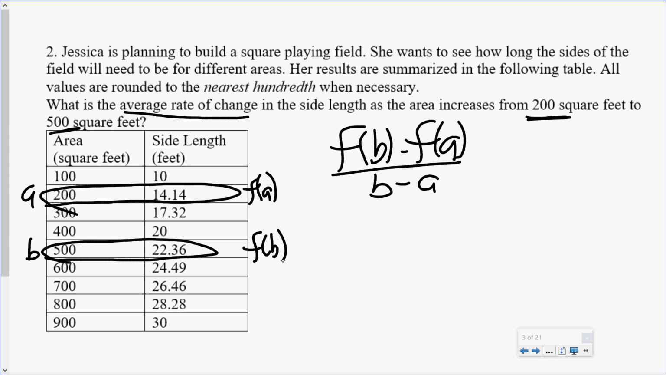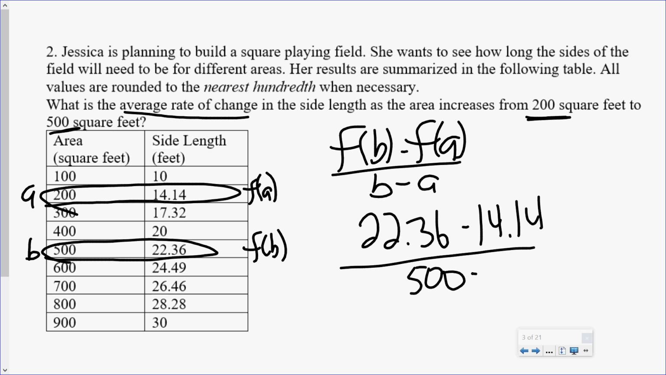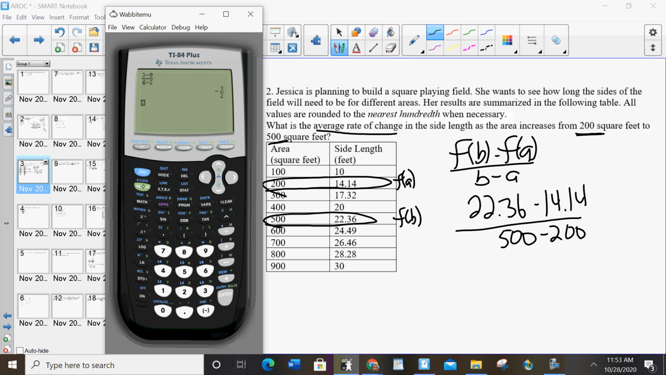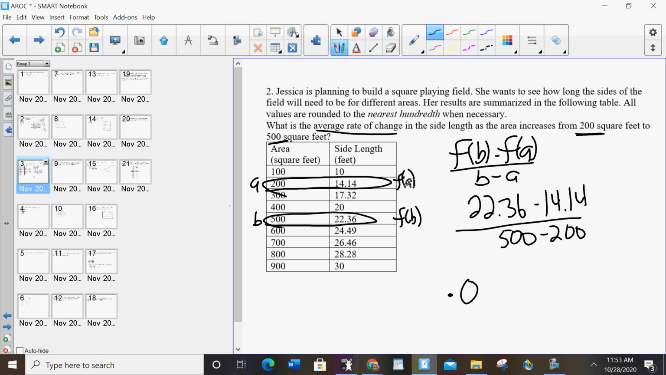If you need more time, pause it. 22.36 minus 14.14 over 500 minus 200. So alpha y equals enter. 22.36 minus 14.14 over 500 minus 200. 0.0274. That's my average rate of change.